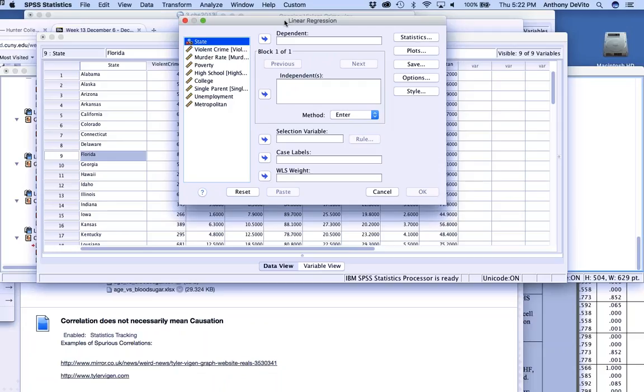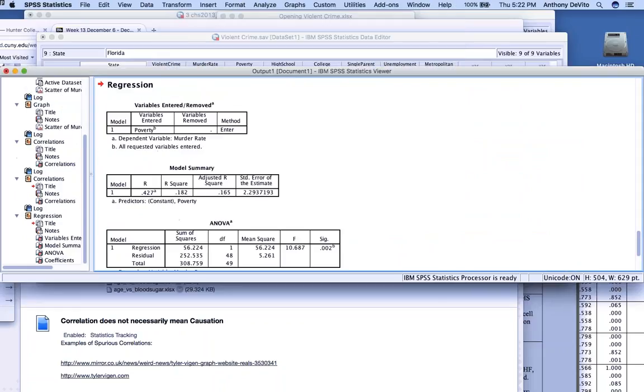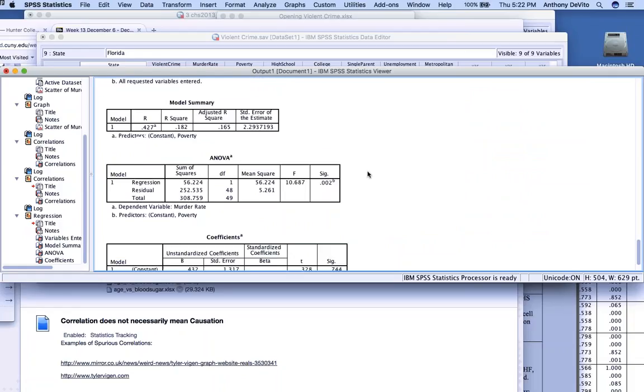When I do that, I have to choose a dependent variable and an independent variable. The independent variable is the predictor. The dependent variable is the one that is determined by the predictor variable. So in our case, the independent variable is poverty rate, and the dependent variable, in other words the predicted variable, is the murder rate. I'm going to go ahead and say OK, and it's going to do a calculation for me and produce a number of tables.